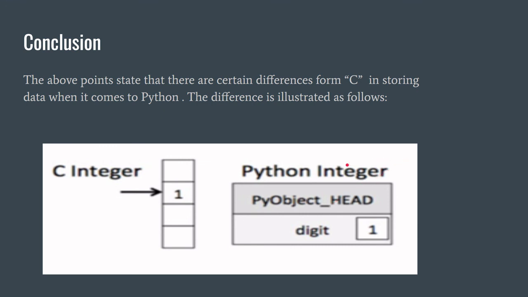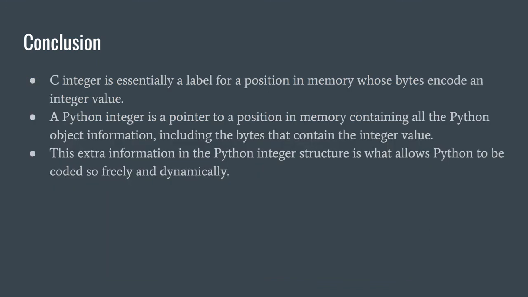Whereas in the case of a Python integer, the value 1 is an integral part of what we call the Python object head structure. Here, the Python object head contains various information regarding the integer type data, including its actual value, its size, its reference count, etc. So in order to understand the data types in Python, you must keep in mind that the data types in Python are classes, and the variables of that data type are objects or instances of that data type.